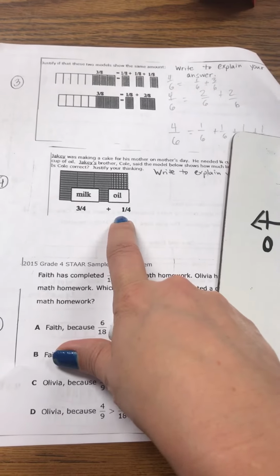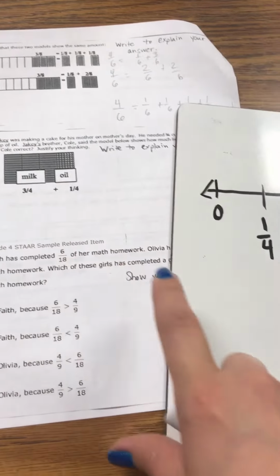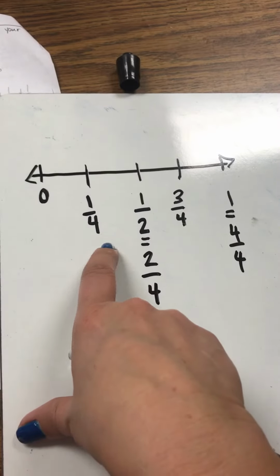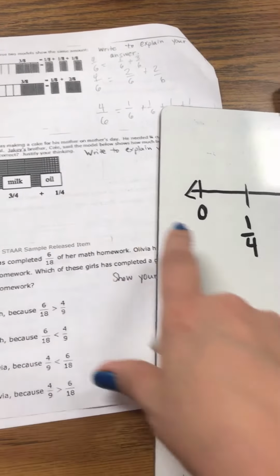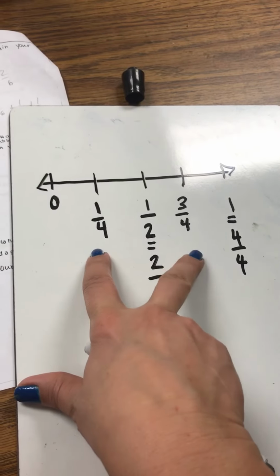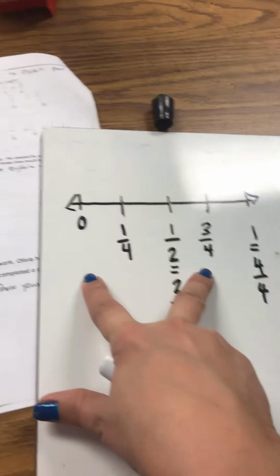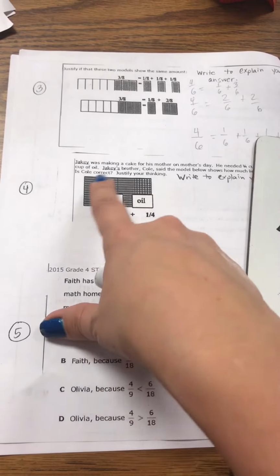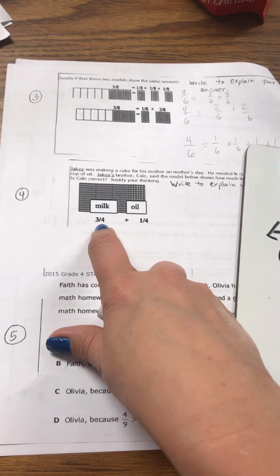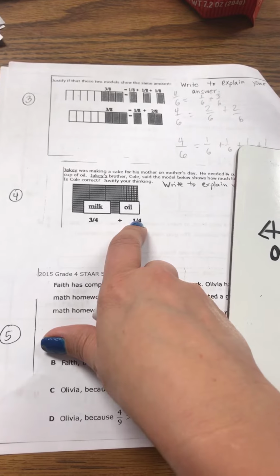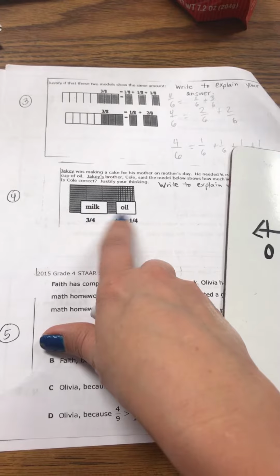The oil says it's supposed to be 1/4 of a cup. Look at the size of that box. Look at where 1/4 falls on our number line. Is that box a good size representation of what 1/4 looks like? Especially when you compare it to 3/4. Look where 1/4 is on our number line, and look where 3/4 is. And you have to decide, is this model really a good representation of 3/4 cup of milk and 1/4 cup of oil, and explain whether it is or it isn't a good representation, and why.